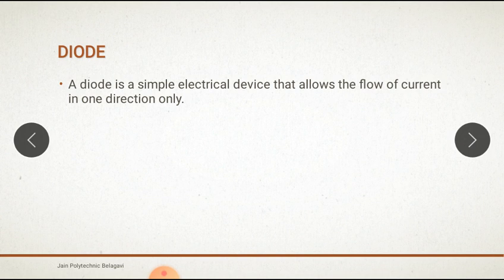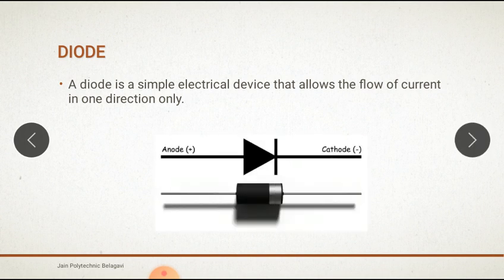A specific arrangement of diodes can convert AC to pulsating DC. This is the symbolic representation of a diode. A diode consists of two terminals: anode, which is plus, and cathode, which is minus.